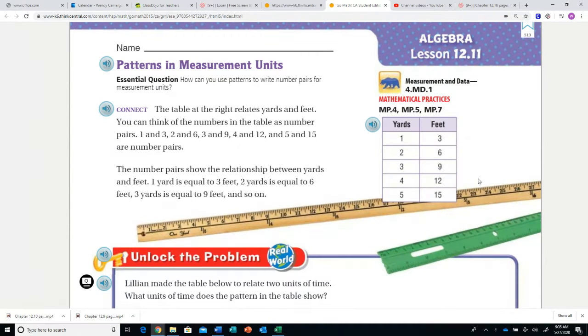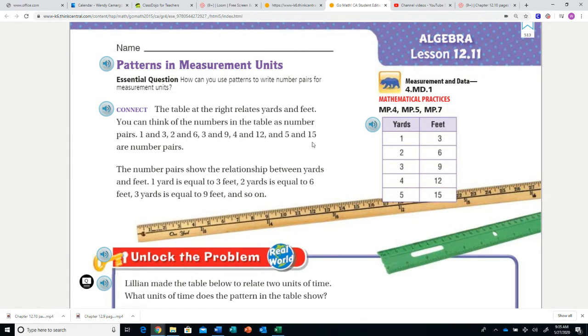So this is getting you prepared for a little bit of algebra, using a table like what you see here with yards and feet. And later on, you'll be graphing that on a coordinate grid. So all good things here. All right, connect. The table at the right relates yards and feet. You can think of the numbers in the table as pairs, 1 and 3, 2 and 6, 3 and 9, 4 and 12, 5 and 15. The number pairs show the relationship between yards and feet.